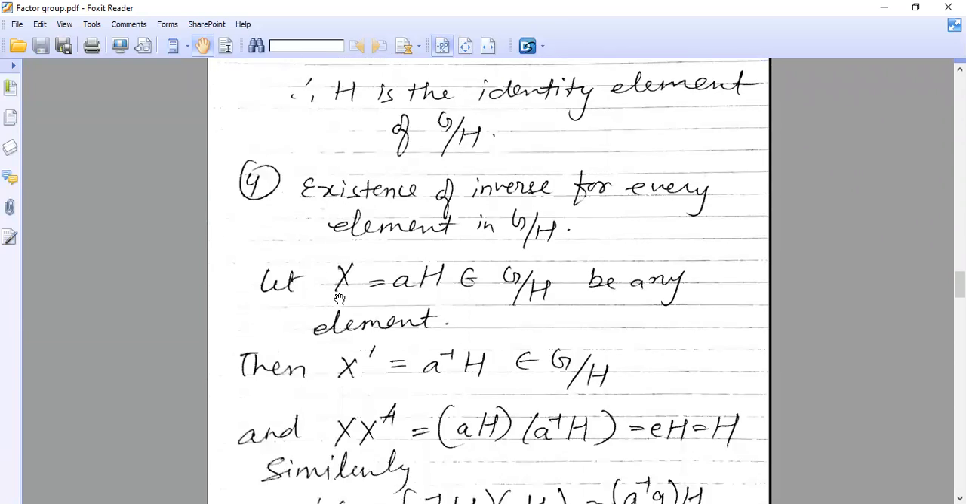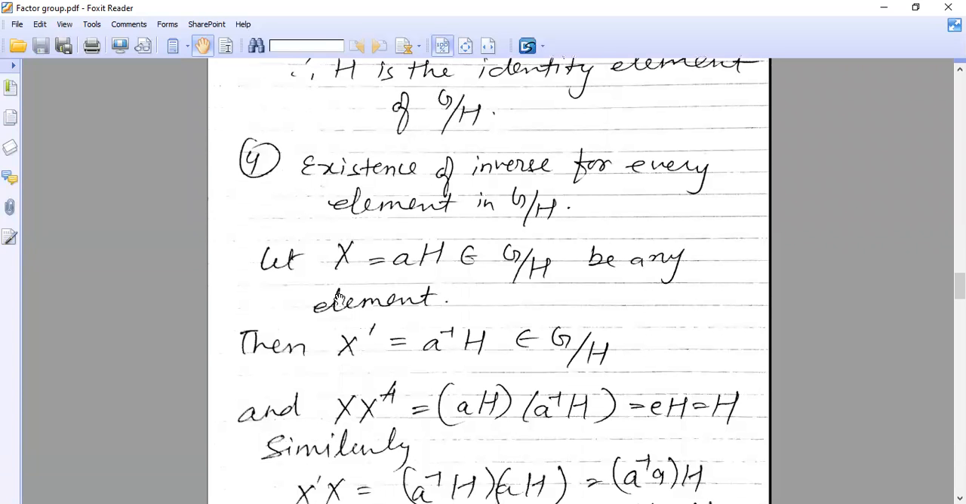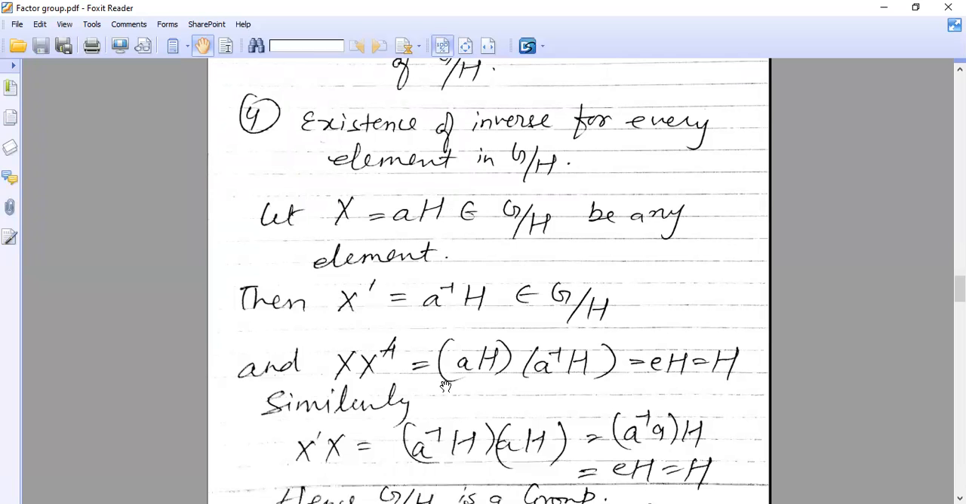Now, number 4, that is the existence of inverse for every element of G upon H. So consider x, which is ah. This belongs to G upon H, be any element. Now, x dash, which is a inverse h. Now, you know that if a is an element of the group, then a inverse also belongs to the group. So G is a group, so every element of G has its inverse in G. So a inverse belongs to G. That means you can take x dash equal to a inverse h. Now we are saying that this x dash is basically the inverse of x.